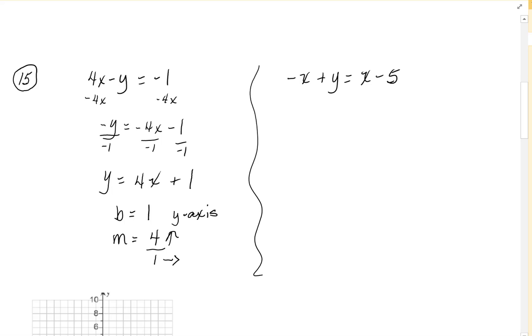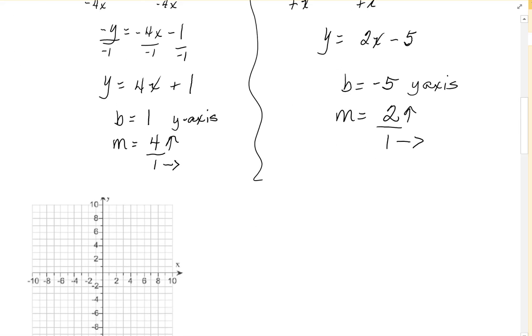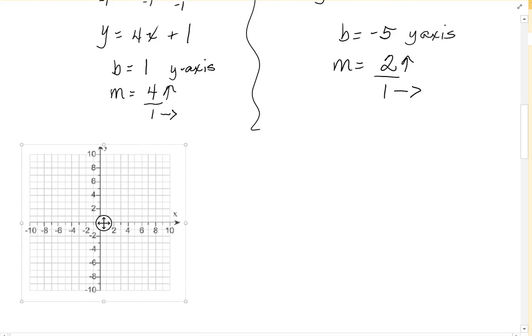The second equation, I need to solve it for y. So the first thing I'm going to do is add x to both sides. That gives me y is equal to 1x plus 1x is 2x minus 5, and I'm done. And the b value is negative 5, remember, on the y-axis. And the slope is 2. You need a denominator, put it over 1. That's up 2, right 1. Okay, so let me enlarge this grid.